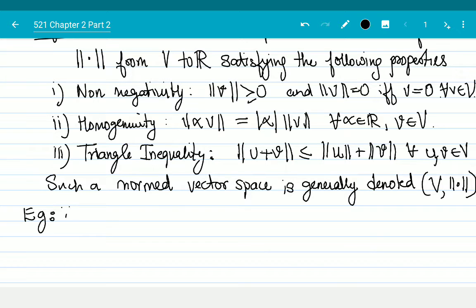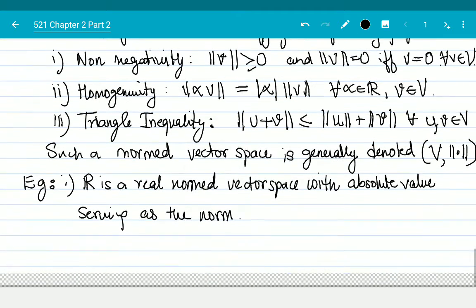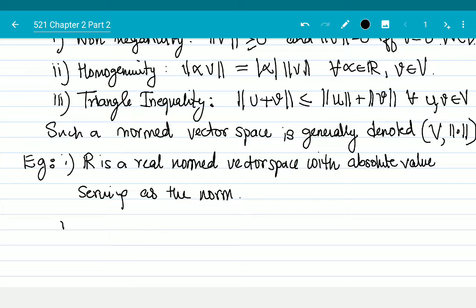So first, R itself is a real normed vector space with absolute value serving as the norm. Right? You can easily check that all three of these hold true for R.